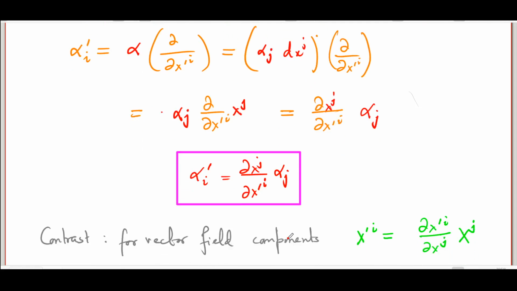Contrast this with what happens with vector field components. X prime i is del x prime i del xj Xj. Once again, the coefficient for the transformation actually involves a derivative. It is the partial derivative corresponding to the jth original coordinate of the proxy function for the ith new coordinate.